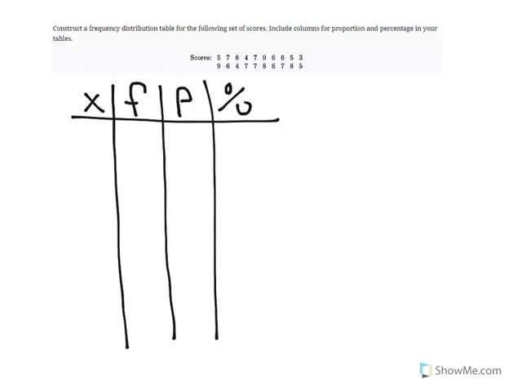So the scores, which is x, are 5, 7, 8, 4, 7, 9, that's the score. So those are all the values for x. And you can see that the lowest one is 3, and the highest, just by scanning over them, is 9. So just go ahead and write the raw values down.